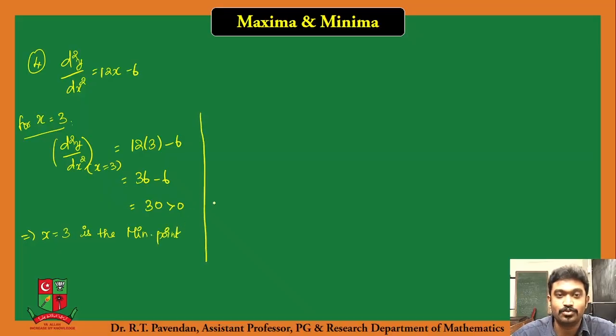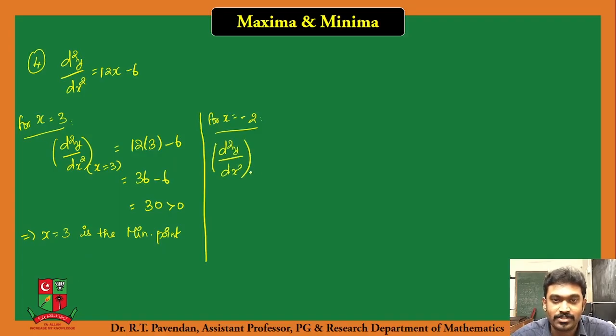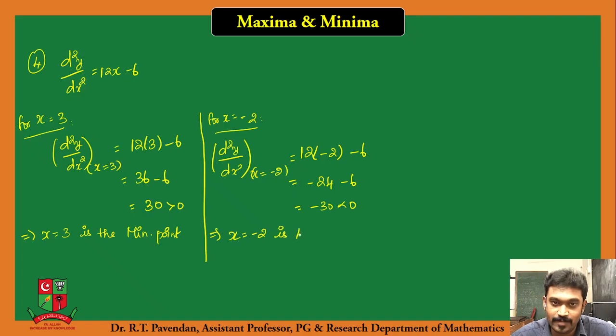So same method let us do for the other value of x. So x is equal to, the other value is minus 2. If you substitute that in d square y by dx square, let us see what happens. D square y by dx square when x is equal to minus 2 is equal to 12 times of minus 2 minus 6. 12 times of minus 2 is minus 24 minus 6. So the value is minus 30, which is strictly less than 0. So this implies x equals minus 2 is the maximum point.